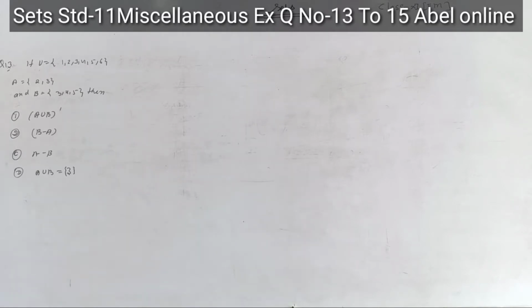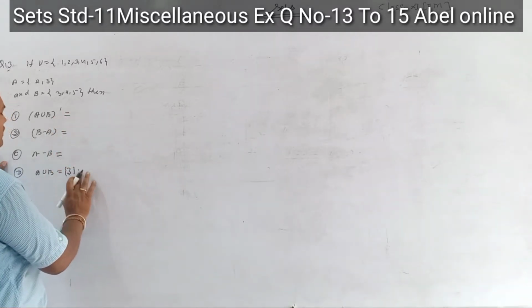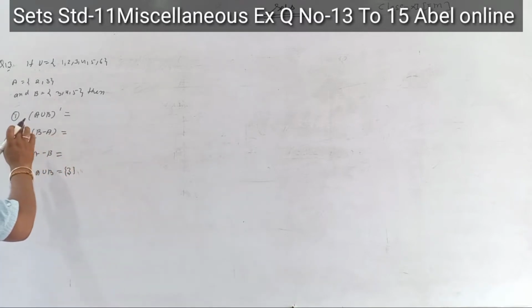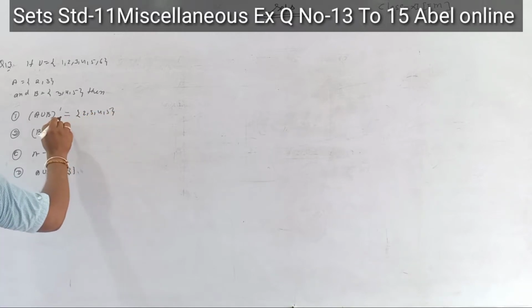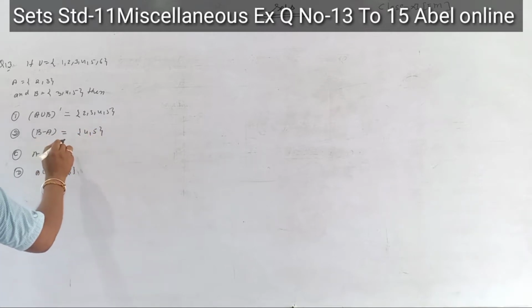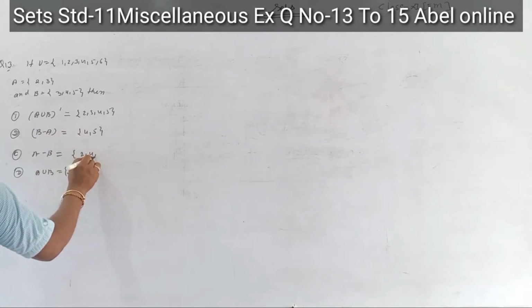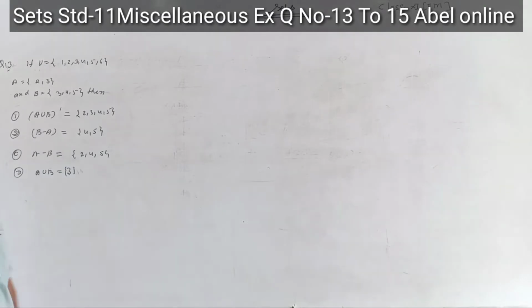Okay, so what is your answer? We have to think about which answer is correct. The answers are also given and we have to check which one is right. It is 3. A union B is 2 3 4 5. B minus A is 4 and 5. A minus B is 2 4 5. It is 3. So which answer is correct?